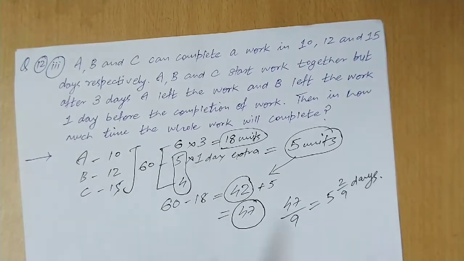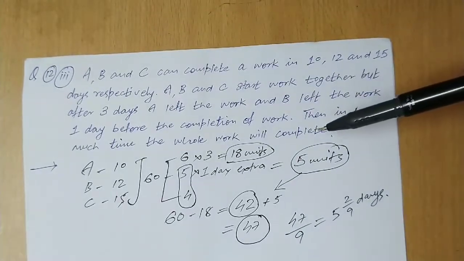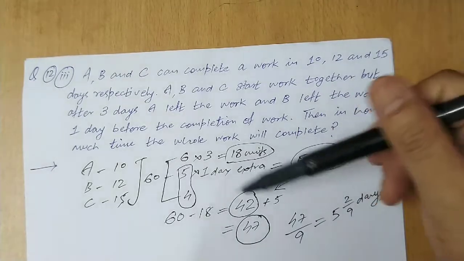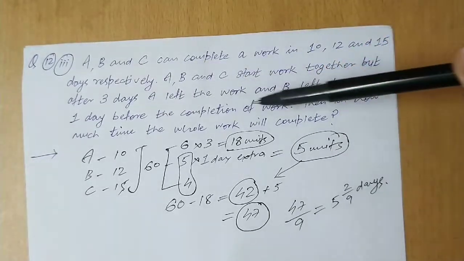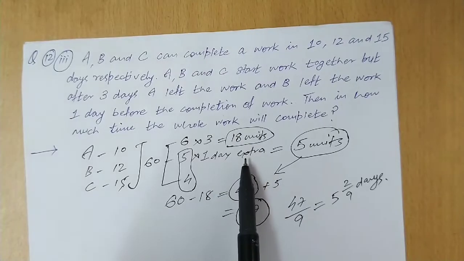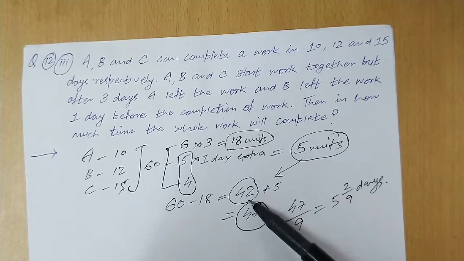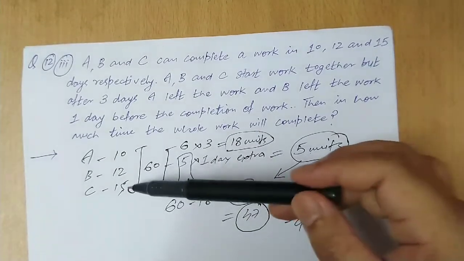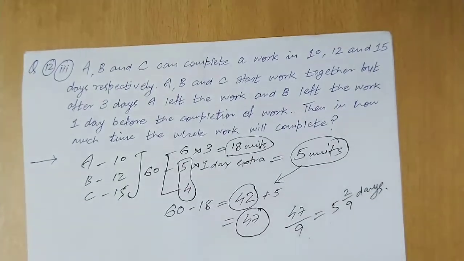In this type of question, if someone leaves the work before the completion, we will add those extra work to the remaining work. So in this question we have B left the work 1 day before the completion of work. So B's 1 day's extra work is 5 units. So we will add 5 units to the remaining work and we will divide this by the efficiency of B and C. So 47 divided by 9, we get 5 2 by 9 days.